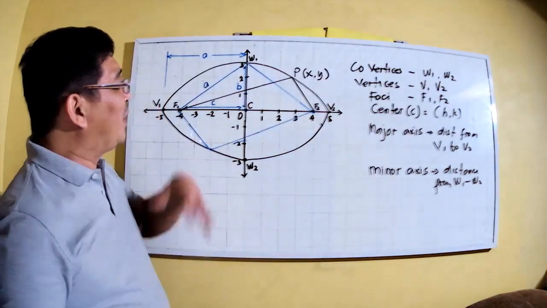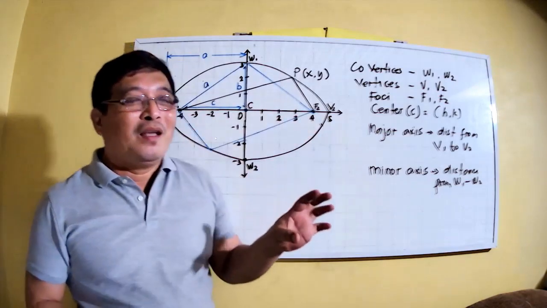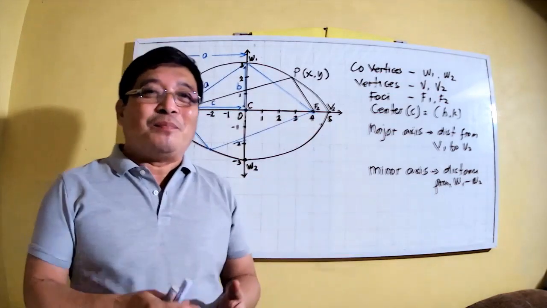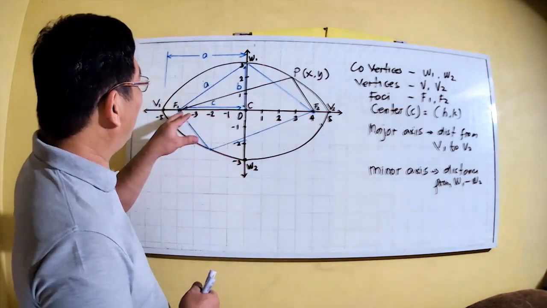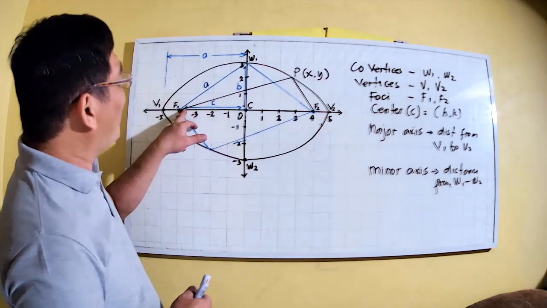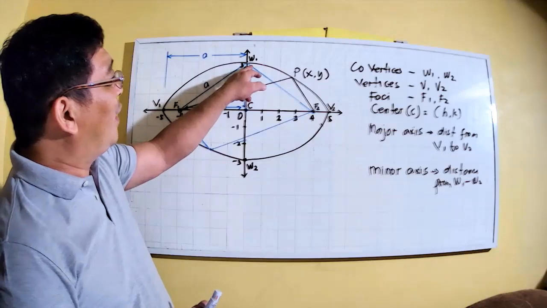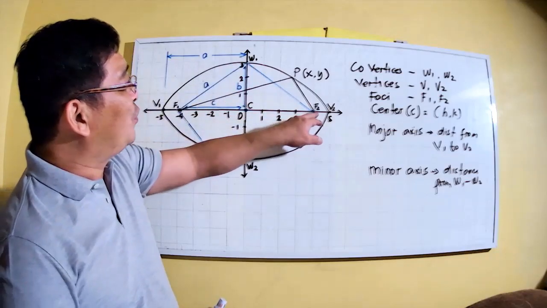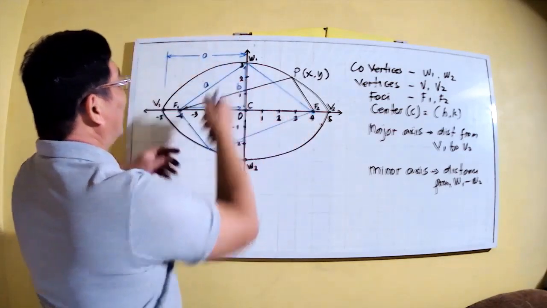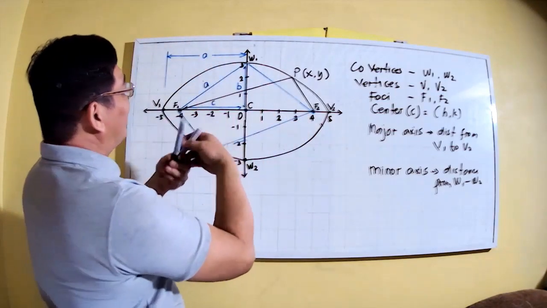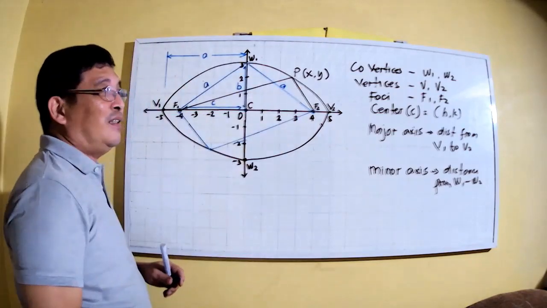Now, pagkatapos nating malaman yung lahat ng parts ng isang ellipse, kailangan malaman din natin yung isa sa mga best property ng isang ellipse. Yung ellipse, pag connect natin, you're going to look at this from point F1 hanggang W1, W1 hanggang F2, meron siyang equal distance. This distance and this distance. Let's call this distance A. Distance A, and this is a distance A.